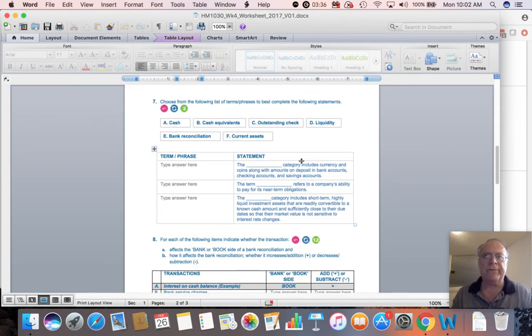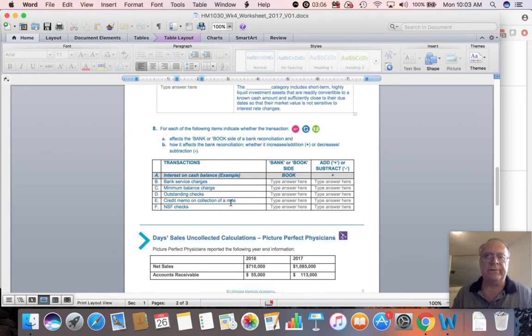Question 7 has to do with definitions. So what you need to do is look up each of these phrases, and you're only going to use 3 of these. You've got several here to choose from: cash, cash equivalents, outstanding checks, liquidity, bank reconciliation, and current assets. So find the terms in your book. You can look in the glossary as well, or look in the index and find the word and go to your page number in the book and look these up and find which definition of these fits correctly.